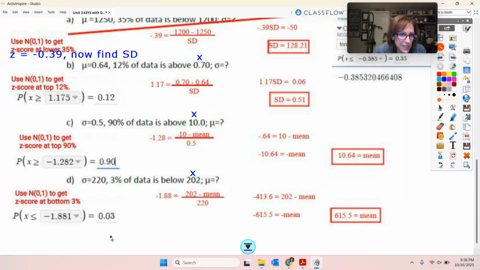I'm going to move this. There we go. And now I set it up. Negative 1.88 equals X minus the mean over the standard deviation. Now I'm going to multiply by 220. Subtract 202 over. The mean is 615.5 if you did that algebra correctly.